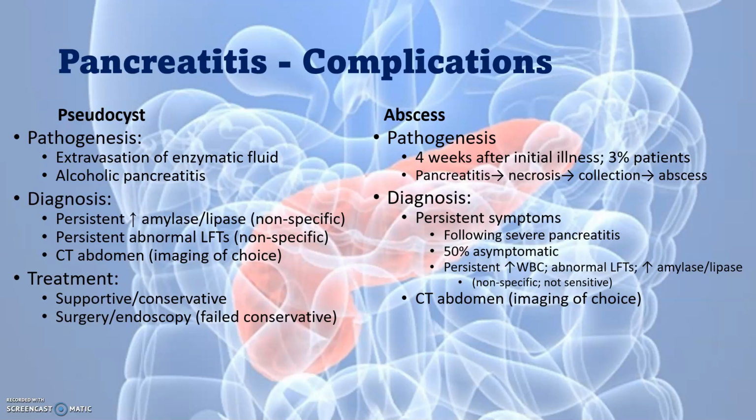A persistence of an elevated white cell count, abnormal LFTs, or elevated amylase and lipase may clue you in to the diagnosis, but these tests are non-specific and not sensitive. Once we consider the diagnosis, a CT abdomen is the imaging of choice. And again, treatment is supportive, but the abscess may require drainage, either surgically or via endoscopy.